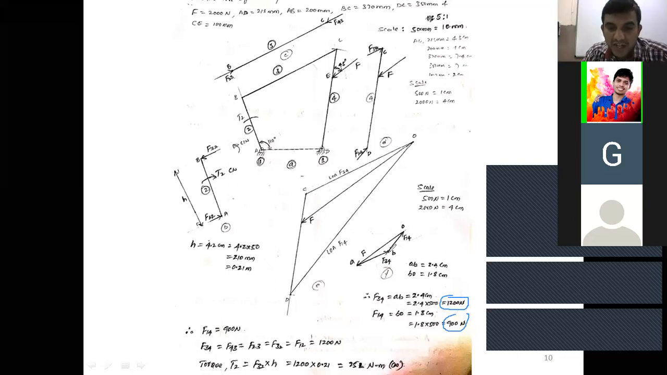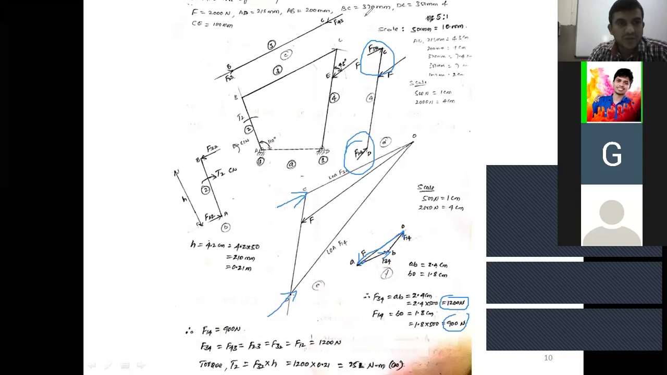Next, what will be the direction? We draw the force polygon from O to A downward, right? Then from A to B upward, and from B to O also upward. This is the direction of F34 and F14 that has to transmit here. Or you can see the free-body diagram for link 4, you already transmitted F14 and F34 here, right?